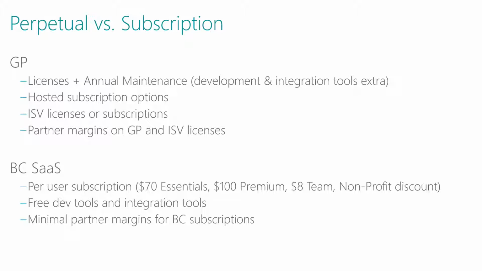Now, unlike GP, my understanding is there is minimal partner margin for Business Central subscriptions. It's only like a couple dollars per user per month. So if you are expecting, as a partner, to make money off of your Business Central user base subscriptions, you will need a lot of users under your partner umbrella to make that happen. So, thoughts on that, perpetual versus subscription?